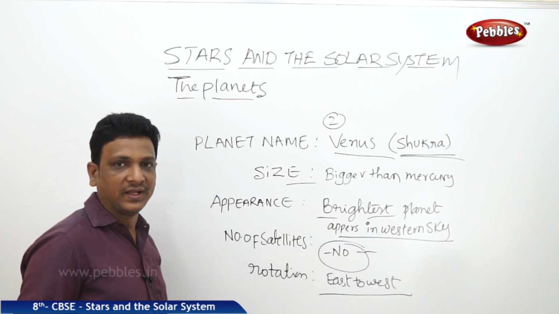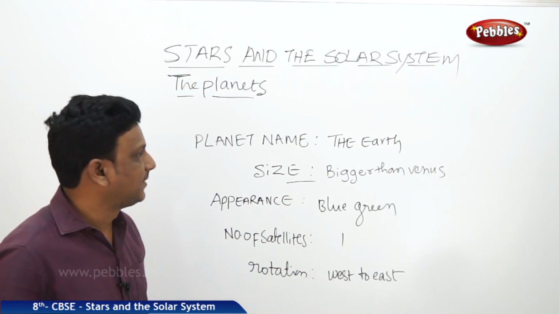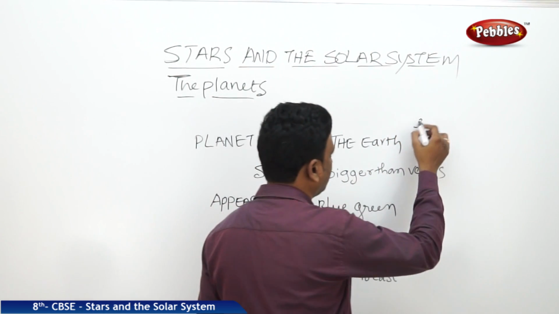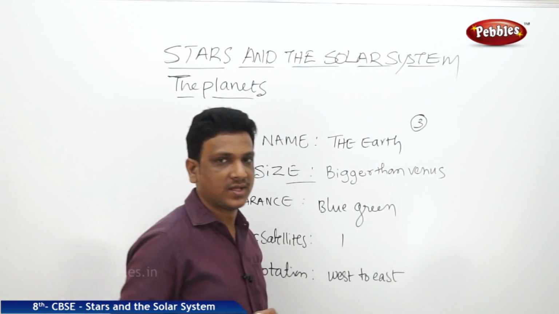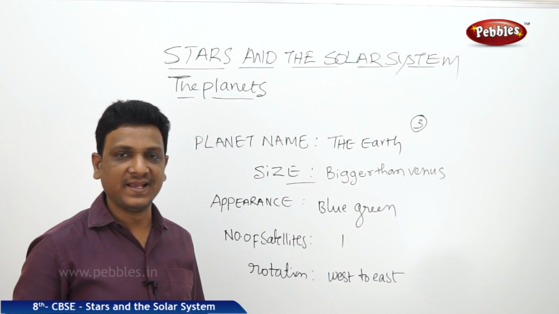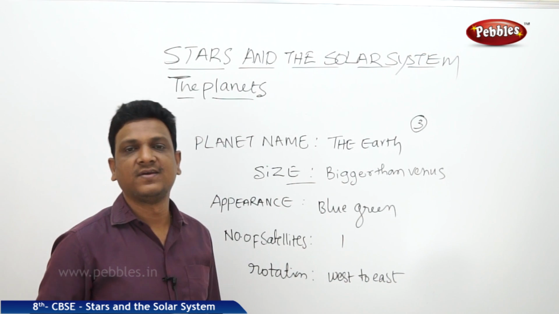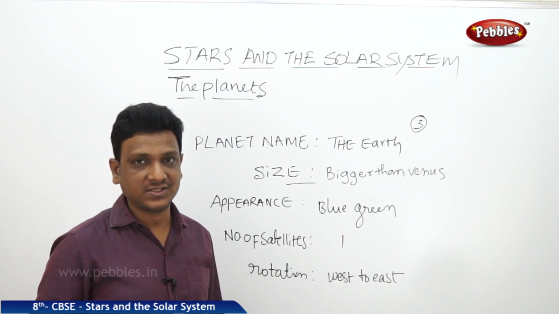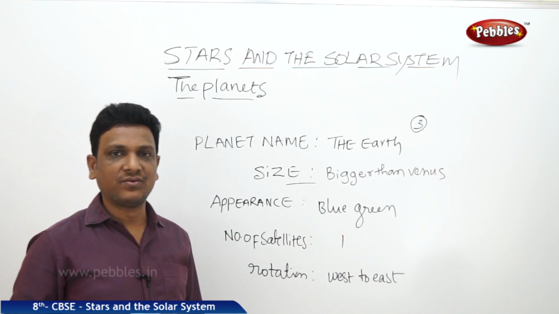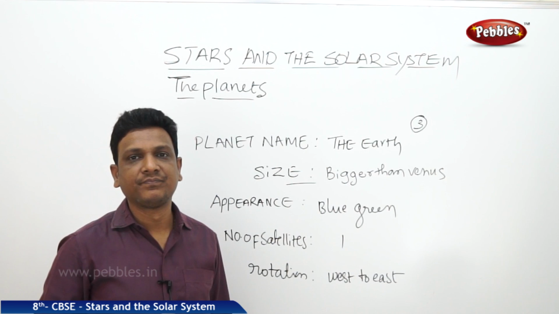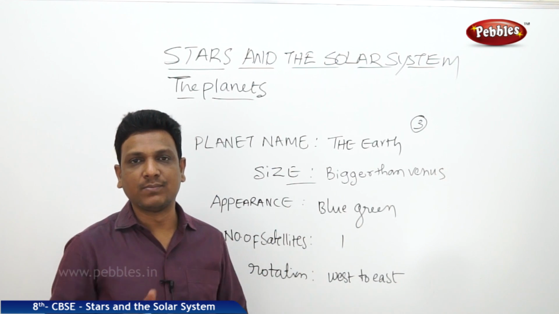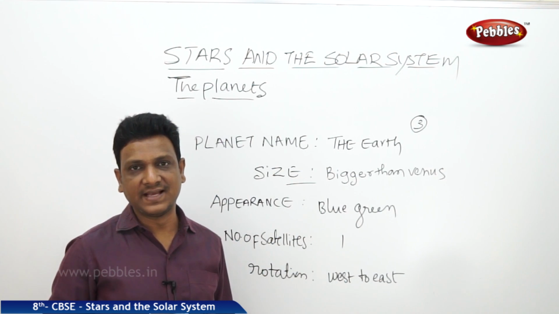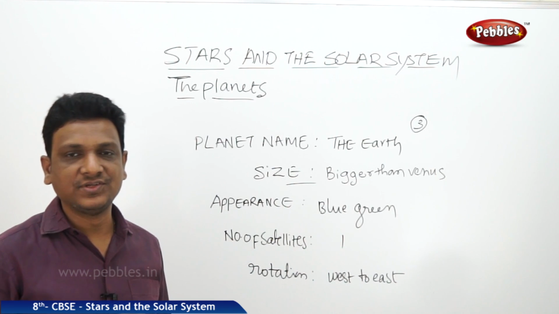Next we see the third one, that is the Earth. The third planet is the Earth. This is the only planet in the solar system on which life exists, with all the atmospheric conditions that support life. The Earth is covered by land as well as by water. The Earth is surrounded by an atmosphere which contains a mixture of gases. So by that, life is possible here.